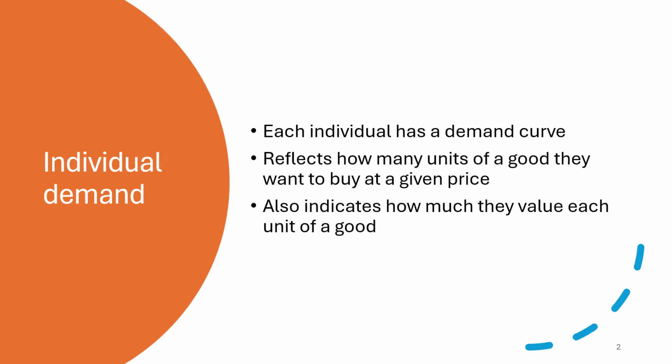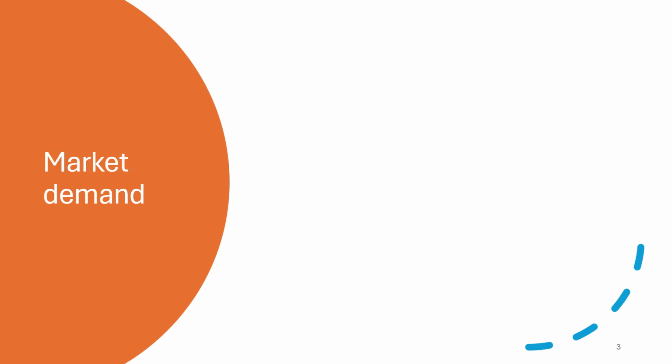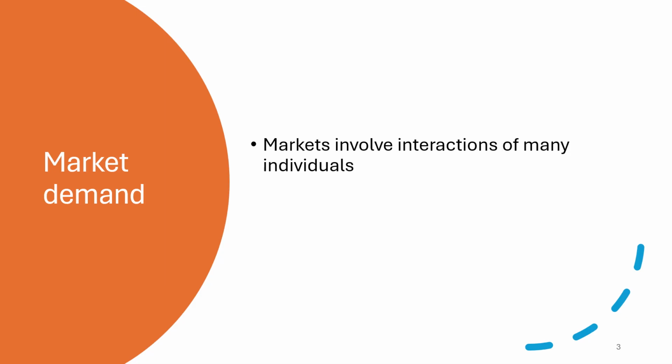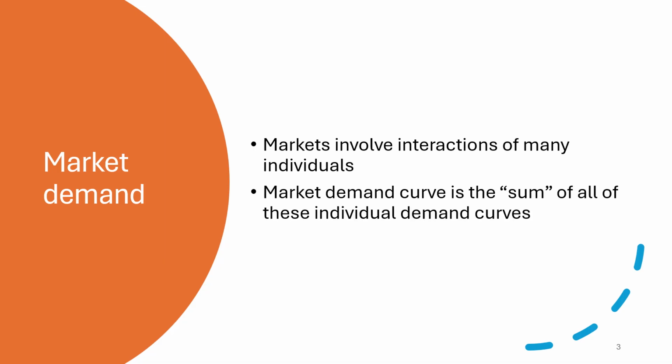And we refer to the quantity of goods that someone is willing to buy at a given price as the quantity demanded by that individual. To construct market demand, we need to recognize that markets are the result of interactions of many different individuals, both as consumers and as sellers. And therefore, the market demand curve is going to reflect the demand of each individual in the market.